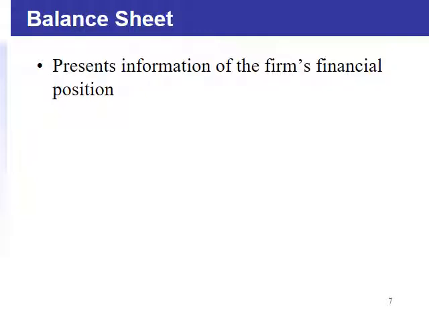Let's look at the other financial statements. Balance sheet. Balance sheet presents information of the firm's financial position at a particular time. Take note, this is different from income statement. Income statement is for 1 year. For balance sheet, it is on this particular day. For example, on this day, 1st January, they only tell you the financial position of the company on this one day.